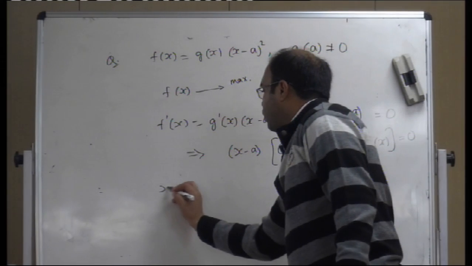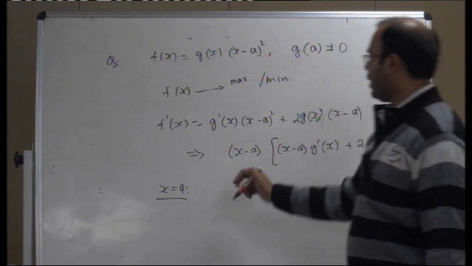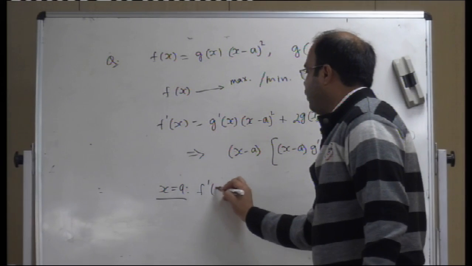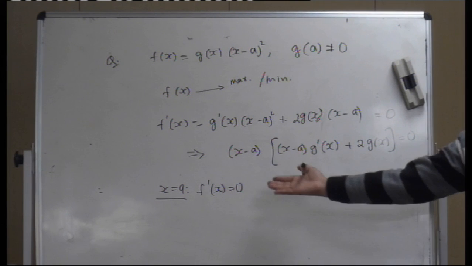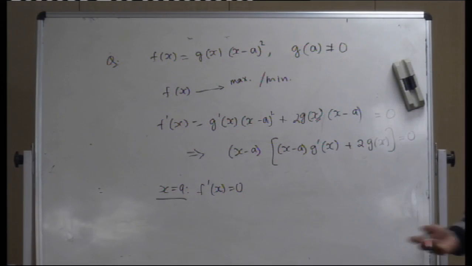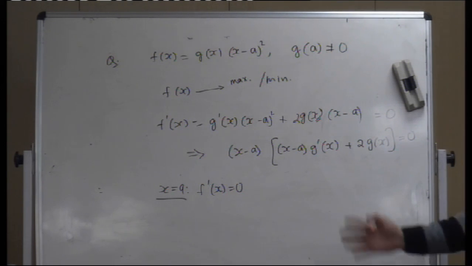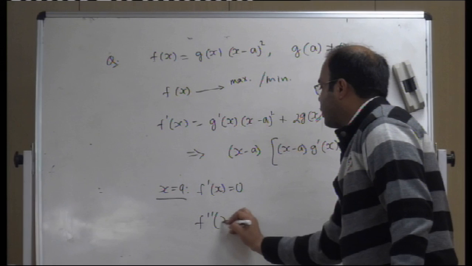So when x equals a, what would happen? We differentiate it again. At x equal to a, the derivative of f is definitely 0. Now we are working here for x equal to a, whether it is a maximum or minimum, and under what condition it is maximum or minimum. So we differentiate it again, f double dash of x.